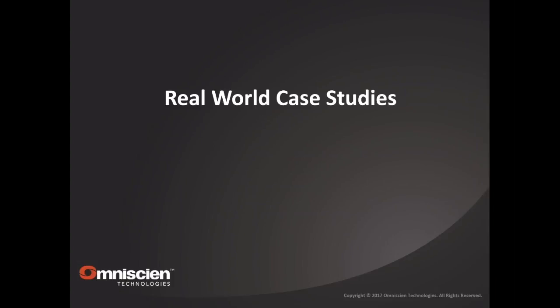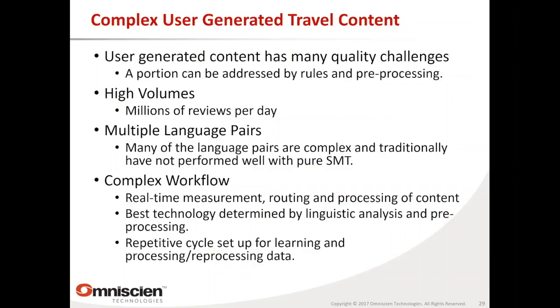Okay, so let's look at some real-world case studies. And let's go through these case studies in a little bit of detail. So the first case study today is complex user-generated travel content. Okay, now with user-generated travel, we have many quality challenges. It could be a non-English speaker who's learning English and writing very poorly. It could be just somebody lazy who doesn't put any punctuation, and you've got 5 paragraphs with no capitals, no commas, no periods, no brackets, no punctuation whatsoever. Or it could be very high quality, or a mixture of both. So there are ways to detect and manage that.